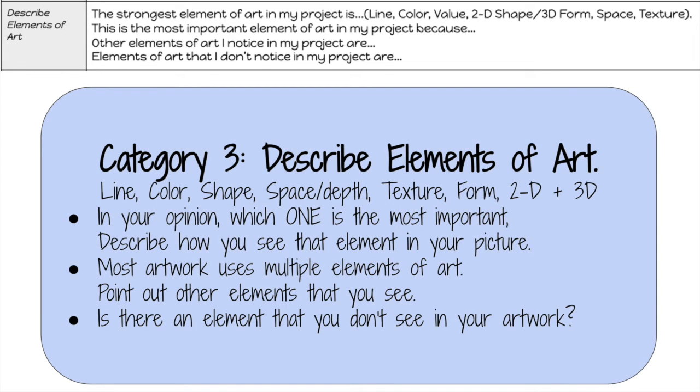Box number 3. Category number 3. Describe elements of art. Elements of art are line, color, shape, 2D, 3D, space, texture, how something feels, form. Maybe it is 3-dimensional, 2D, maybe it is flat. The strongest element of art in my project is, you pick one. What one is the most important? The one that stands out the most. Tell me why it's the most important. This is the most important element of art in my project because you finished the sentence.